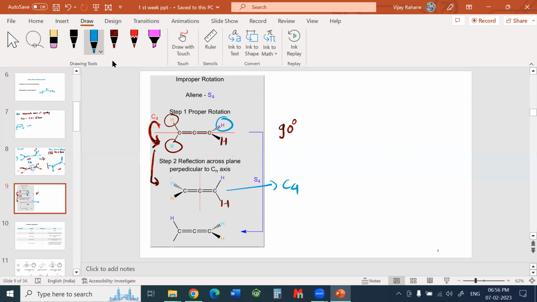Now we need to take a reflection through the perpendicular mirror plane, which is the mirror plane perpendicular to this C4 axis, right? Once you pass a mirror plane perpendicular to this axis, we'll get this blue hydrogen going exactly to the opposite side, but being dotted, it will remain there only, right? Since we have passed the mirror plane, this hydrogen goes here, this blue hydrogen comes here. Similarly, the orange hydrogen goes here, this red hydrogen comes here.